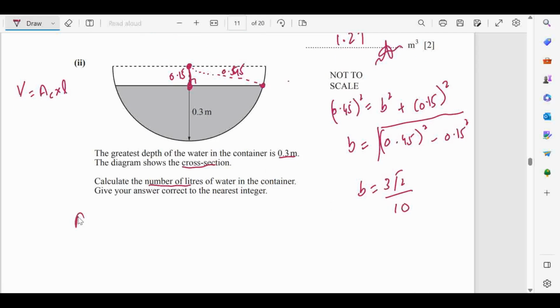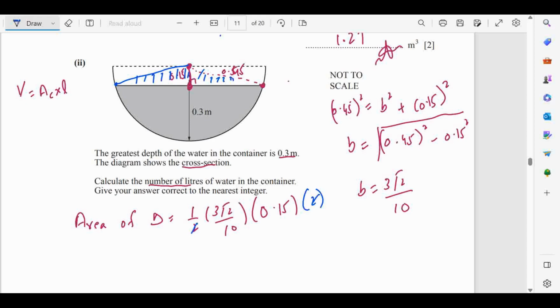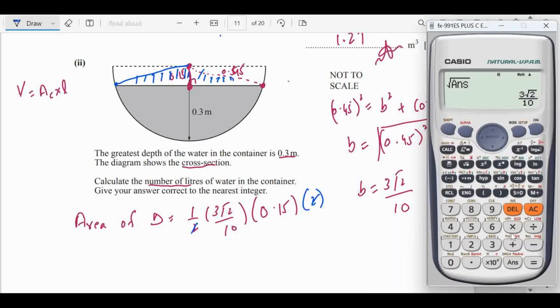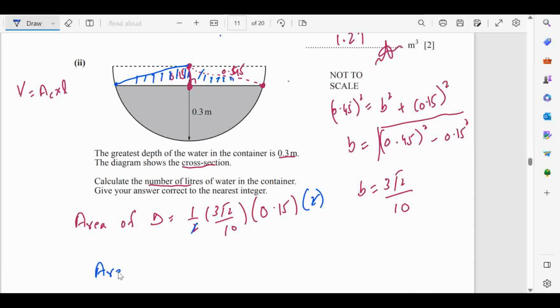Now the area of the triangle will be equal to 1 by 2 into base into height, and the height is 0.15. As we can see, we will have the same triangle on this side. This is not the accurate line, but I hope the concept is clear. So that is why we need to multiply it with 2. If we multiply with 2, we can cancel out these two, and then finally if we multiply 3 square root of 2 divided by 10 by 0.15, this gives 0.0636.